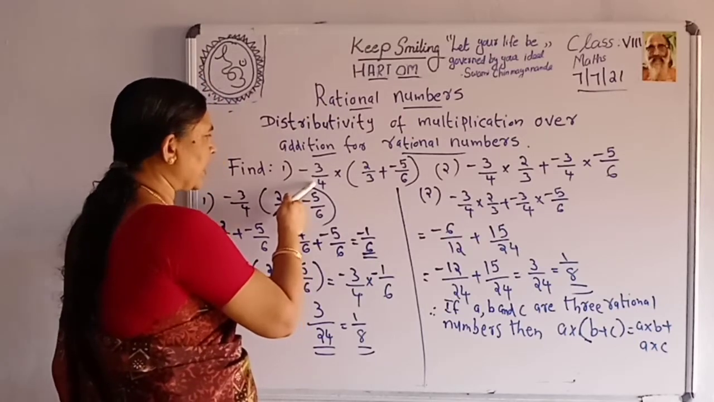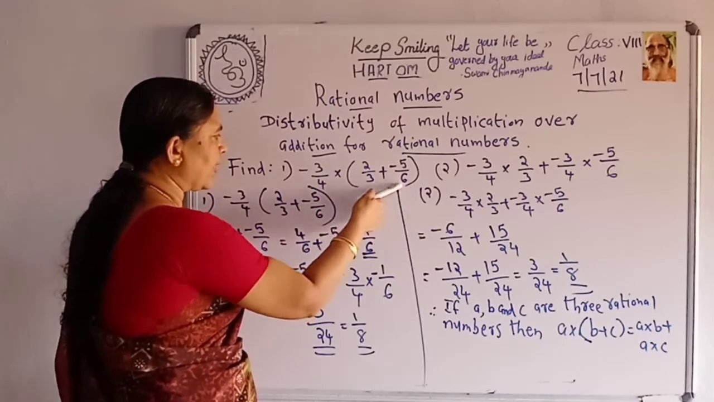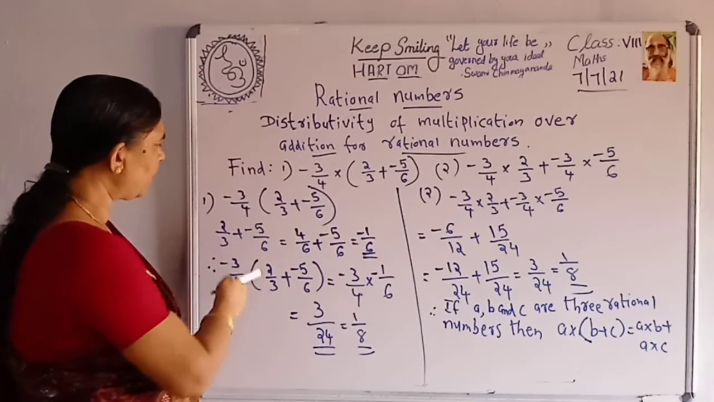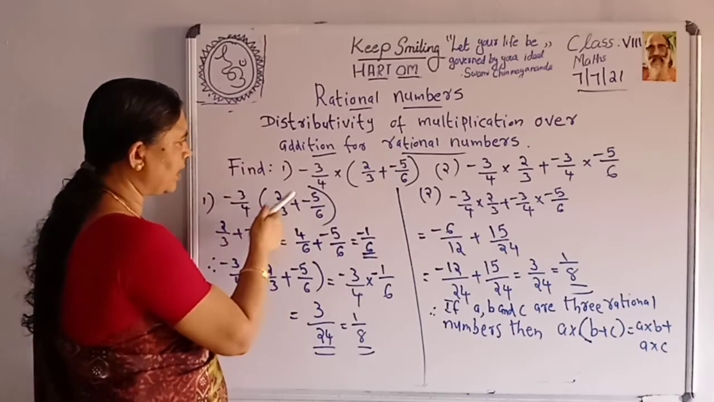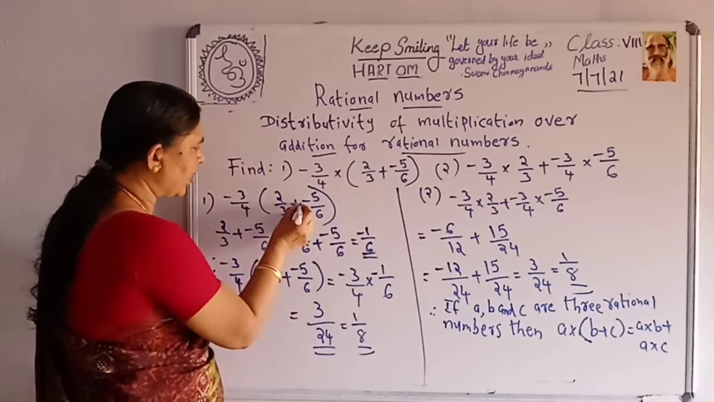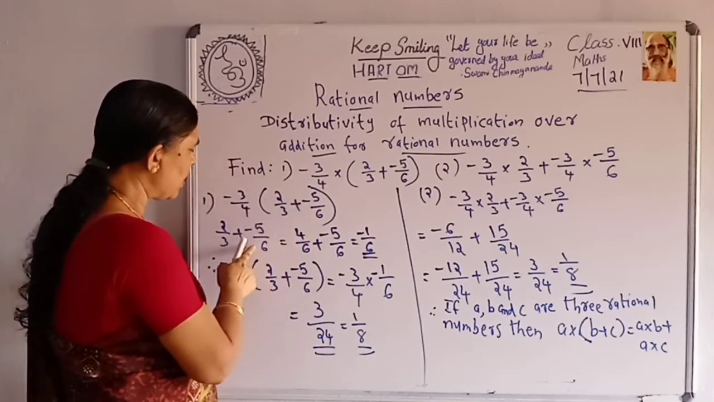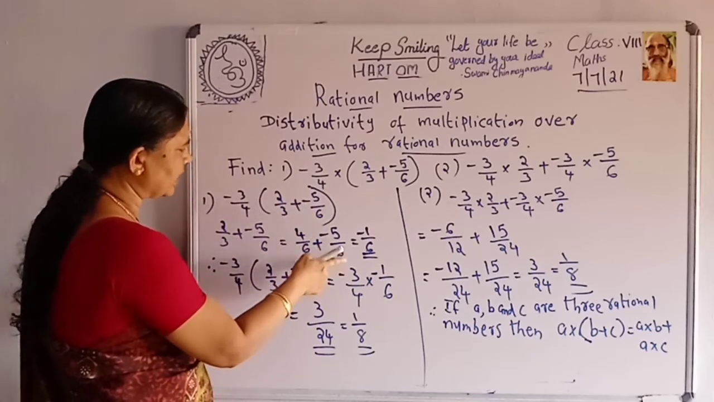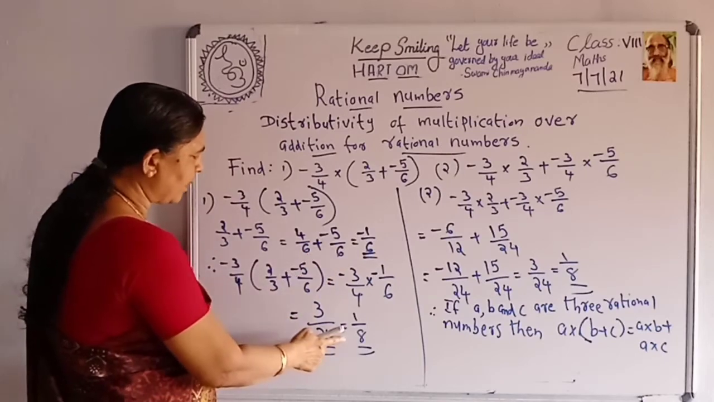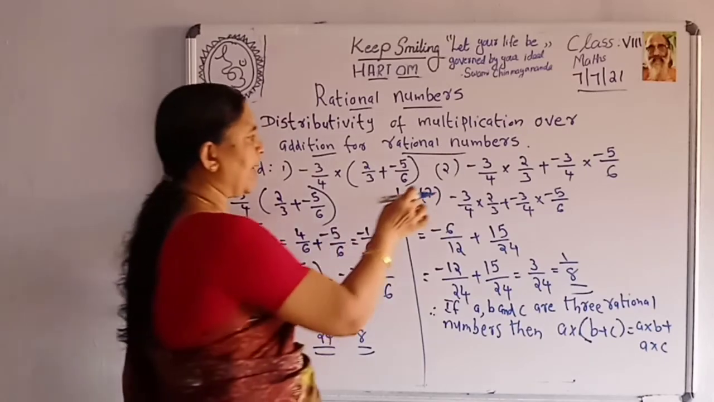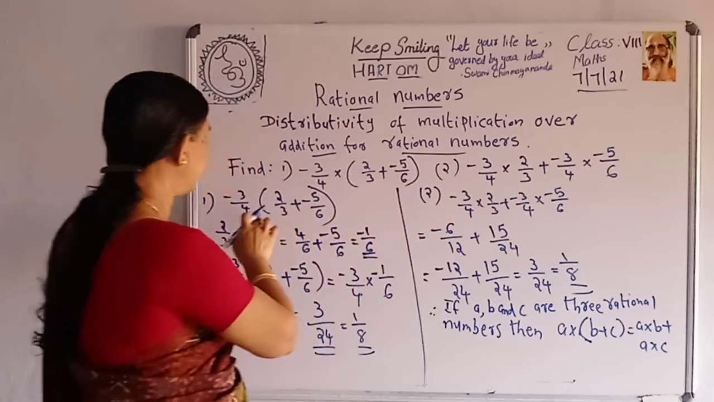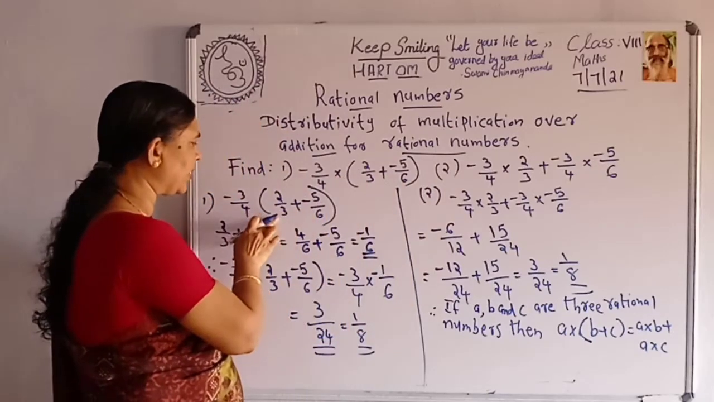Here minus 3 by 4 into 2 by 3 plus minus 5 by 6 is equal to, first we simplify the number in the bracket, the addition bracket. 2 by 3 plus minus 5 by 6 is minus 1 by 6. Then we multiply, and we get the answer as 1 by 8. Second, first we multiply minus 3 by 4 into 2 by 3.